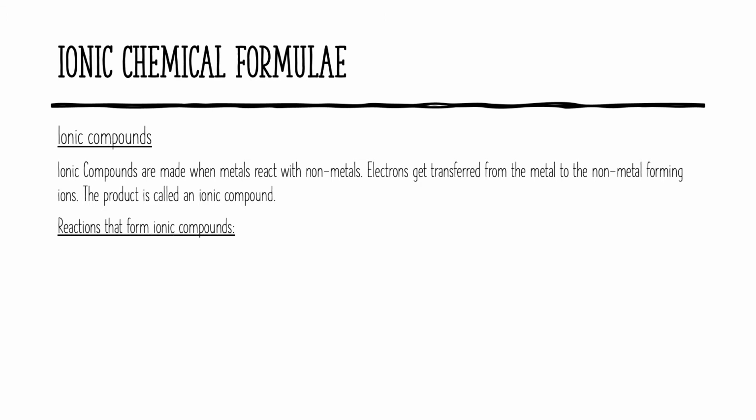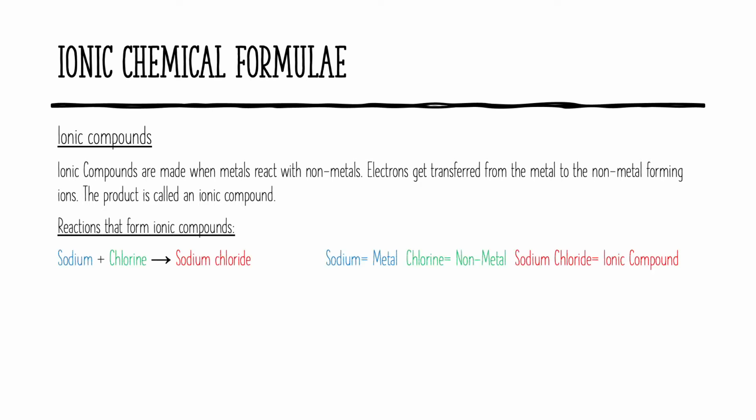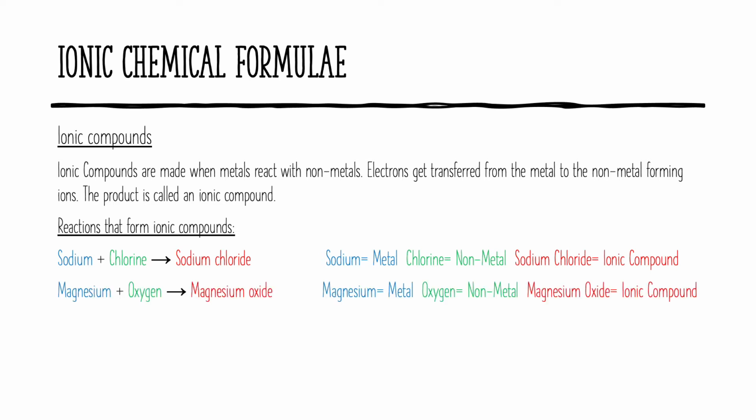Reactions that form ionic compounds. Sodium and chlorine making sodium chloride. The sodium acts as the metal, and the chlorine acts as the non-metal, to form sodium chloride, an ionic compound. Magnesium is the metal, and oxygen is the non-metal, and reacted they form magnesium oxide, which is the ionic compound.